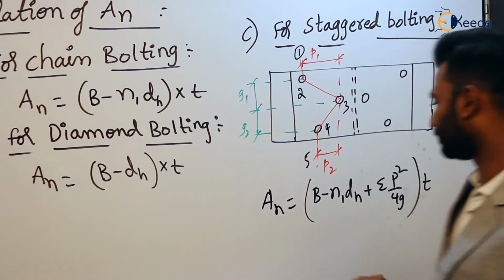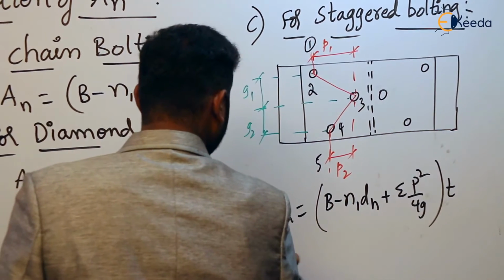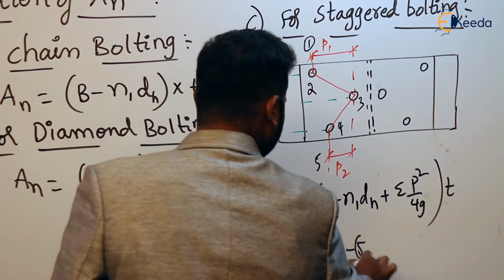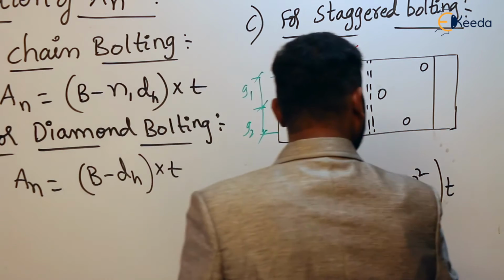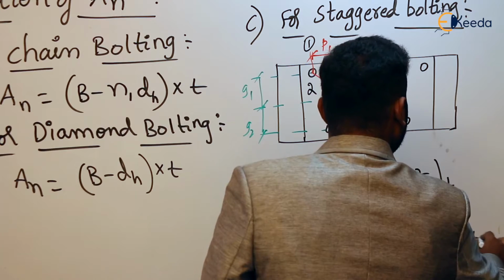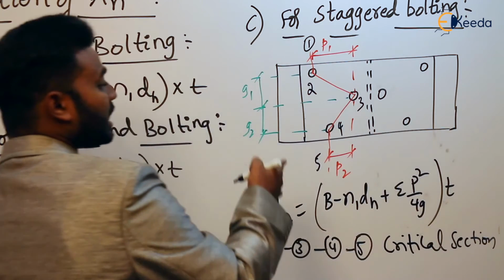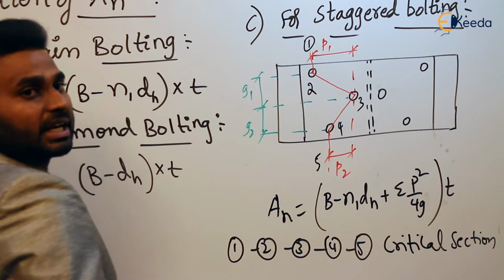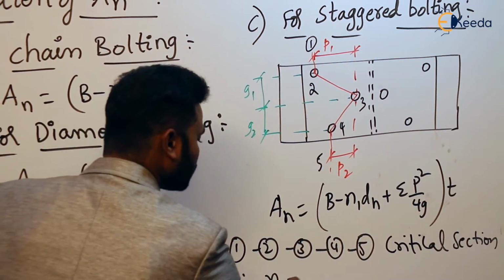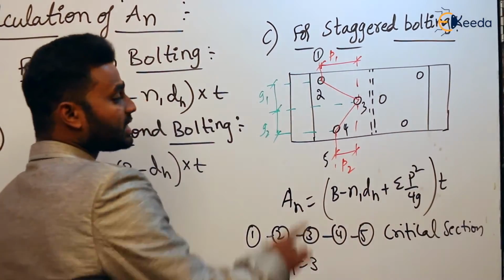Here 1, 2, 3, 4, 5 is the critical section. So N1 is the number of bolt holes in that critical section. In this example, how many bolt holes are there? N1 is equal to 3. Agree or not? And then the summation.